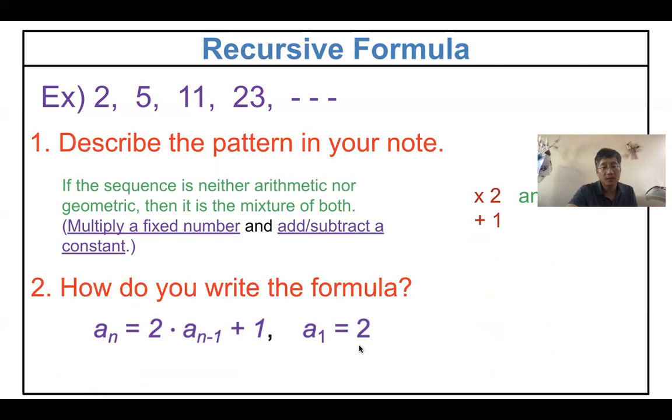So to get the next term after 23, what do you do? 23 times 2, right? 2 times 23, and then plus 1. So 46 plus 1 is 47. This way, you get the next term and the next term like this. Everybody get it, right? This is the special recursive formula.